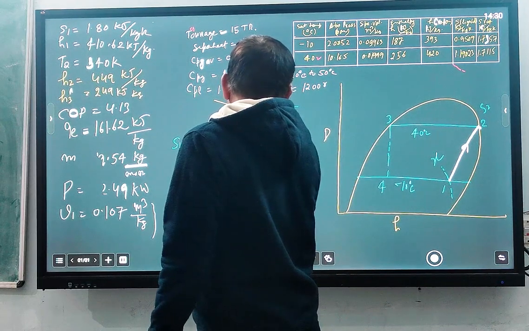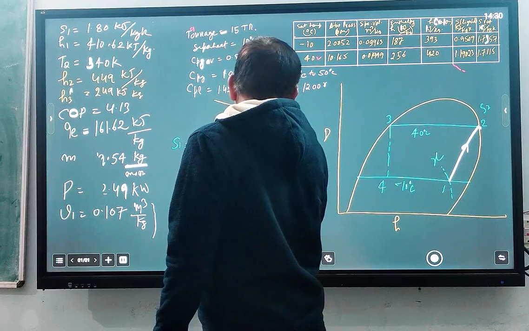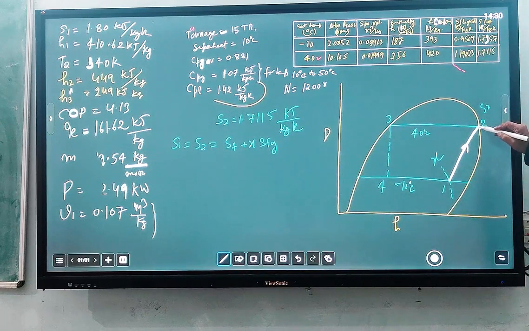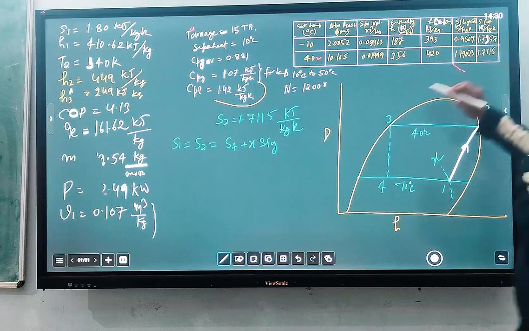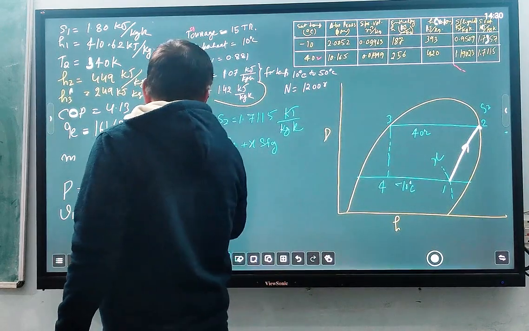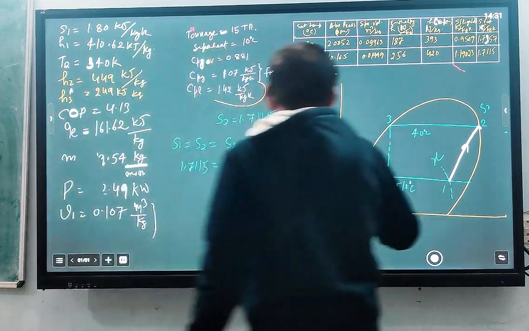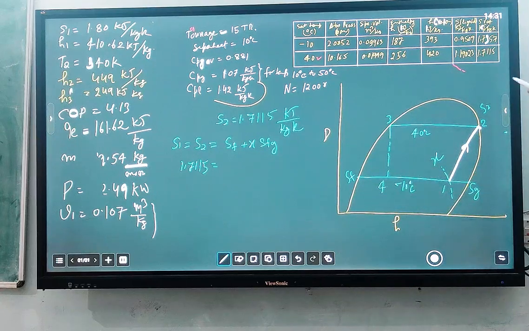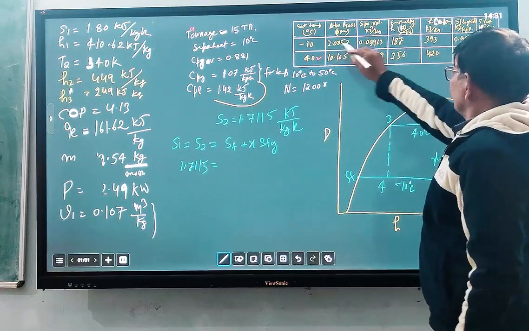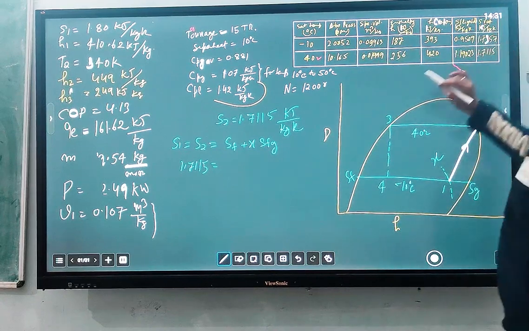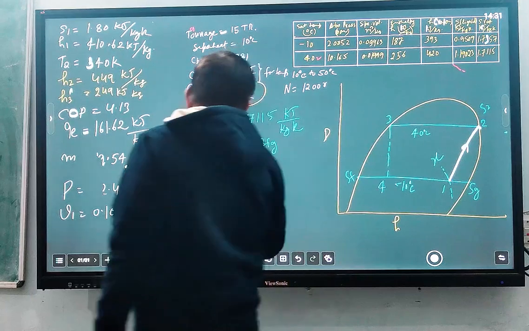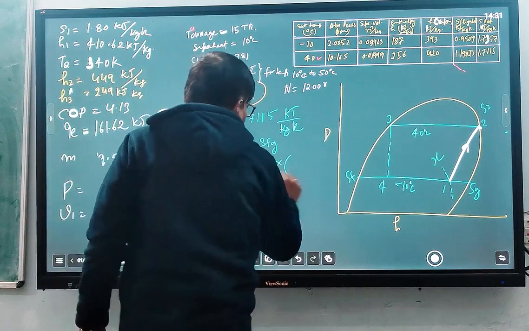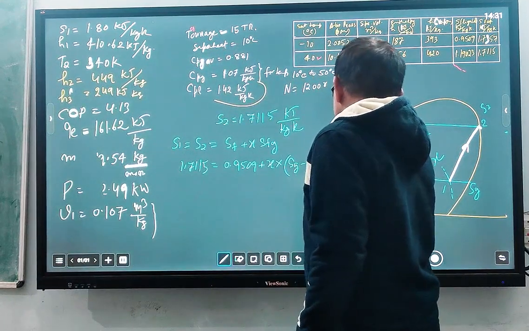This is the equation. S1 equal to S2, so 1.7115 equals Sf plus X into Sfg. Now see here, this is Sf and this is Sfg. Both these values are given in the table. For minus 10 degrees temperature, Sf equals 0.9509, plus X into Sfg minus Sf.